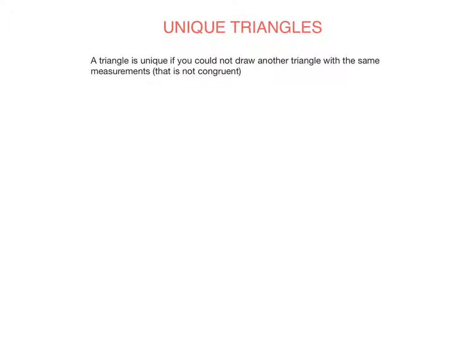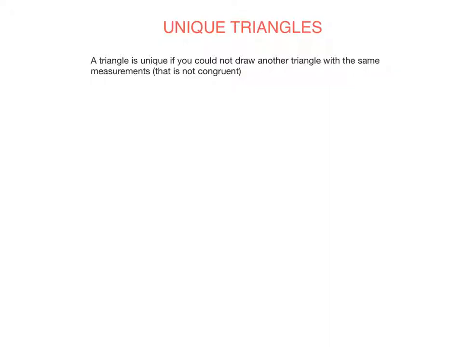So let's start off by looking exactly at what I mean by a unique triangle. It's important to note that when we're talking unique triangles, we consider congruent triangles the exact same triangle. So a triangle is unique if I give you the dimensions of that triangle and there is only one triangle you could draw with those dimensions. Or if you like, if I drew another triangle with those dimensions, it would be congruent to the first. Hopefully this definition will mean a bit more to you as we go on in the video.